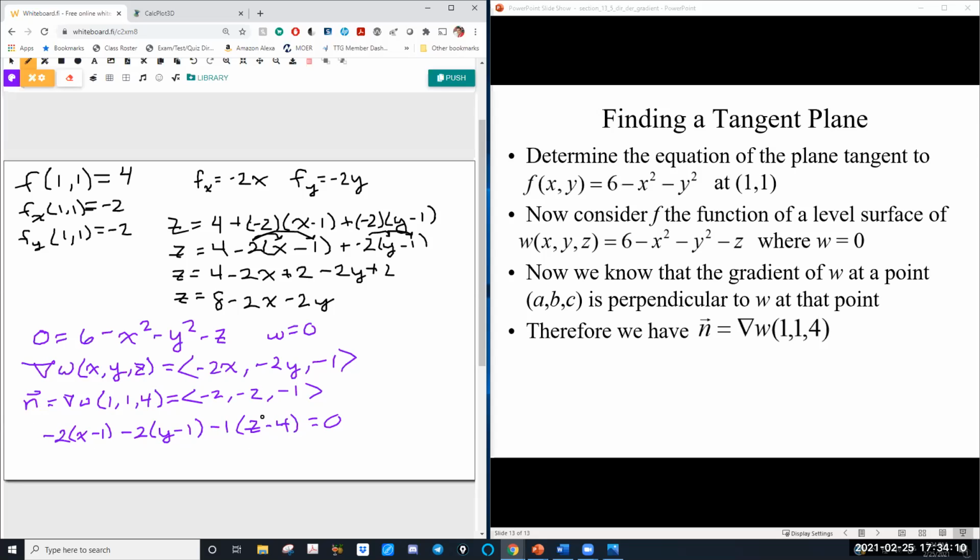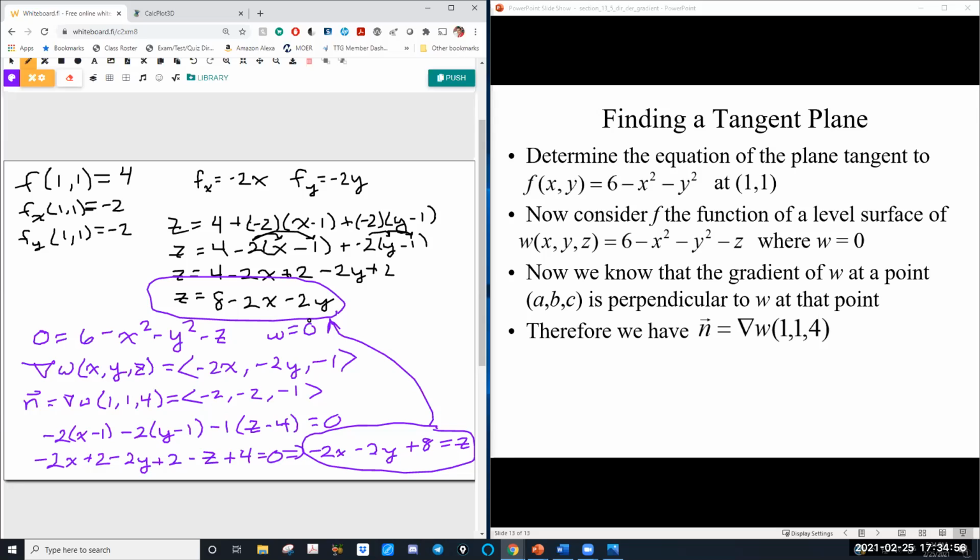All right, now I'm going to distribute like I did up here. So minus 2x plus 2 minus 2y plus 2. You're probably already seeing the slopes are coming out the same. Minus z plus 4 equals 0. If I combine the constants, so 2 plus 2 plus 4 is 8, and I bring the z to the other side, I get minus 2x minus 2y plus 8 equals z. Same exact tangent plane we got before.